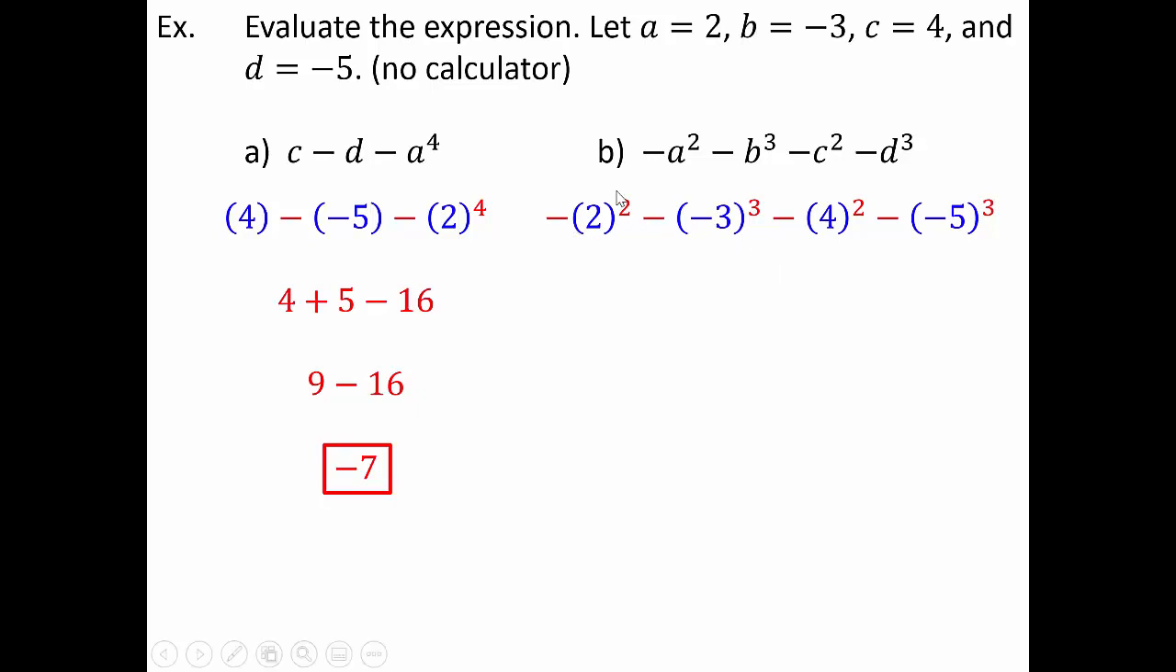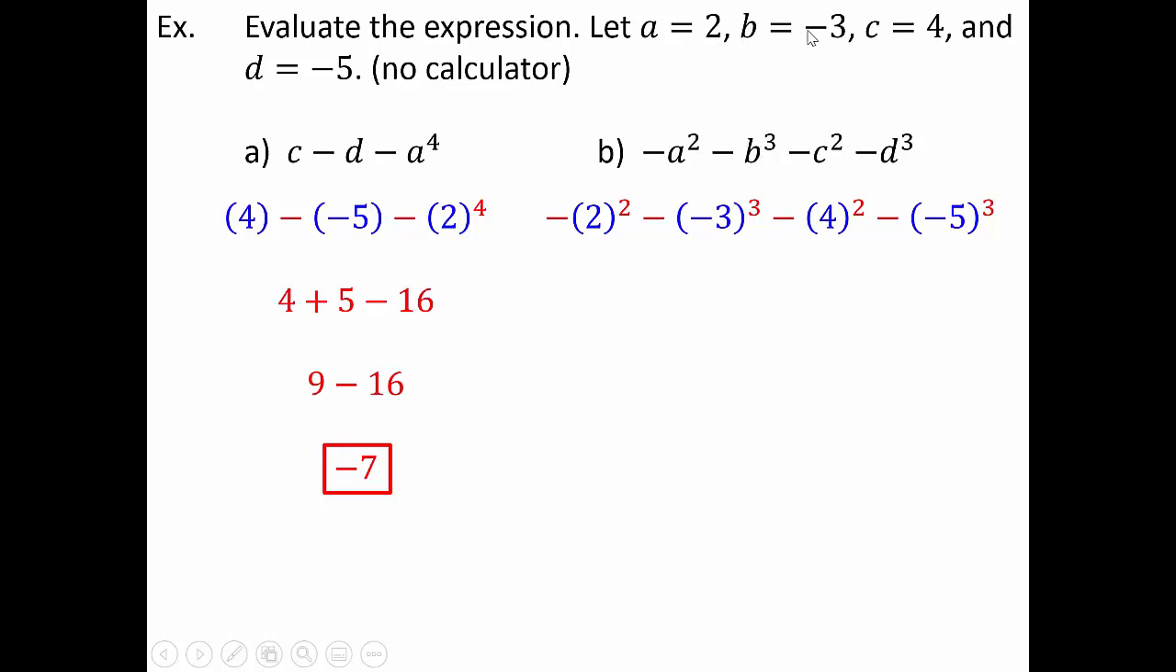Notice this negative right here is outside the parentheses because I replaced A with the 2 inside parentheses. What's being squared is A. I am not squaring the negative. I am squaring the A. I am squaring the 2. This does not say negative 2 squared, because it says A squared and A is 2. A is not negative 2.